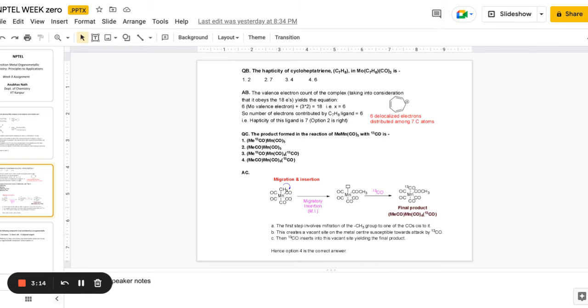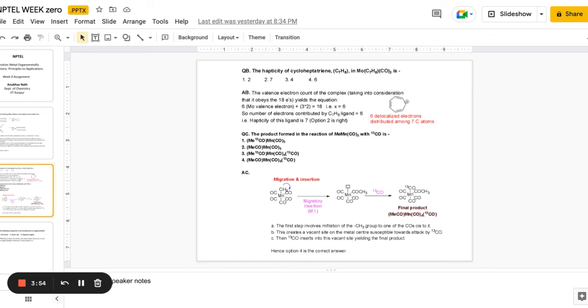If we take into consideration the total valence electrons, molybdenum has 6 electrons, and if we count the electrons from the COs, there are 3 times 2, that is 6 electrons, so we have 12. If it obeys the 18 electron rule, then the C7 ligand must donate 6 electrons. So the C7 ligand is a cycloheptatrienyl cation moiety, where 6 delocalized electrons are distributed among 7 carbon atoms, and all the carbons are sp2 hybridized. So the hapticity of the cycloheptatrienyl cation is 7, and the number of electrons donated is 6. That's why this complex obeys the 18 electron rule.